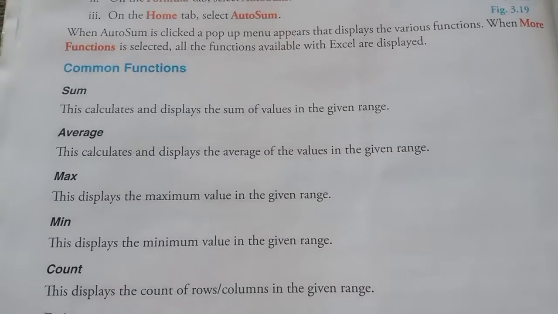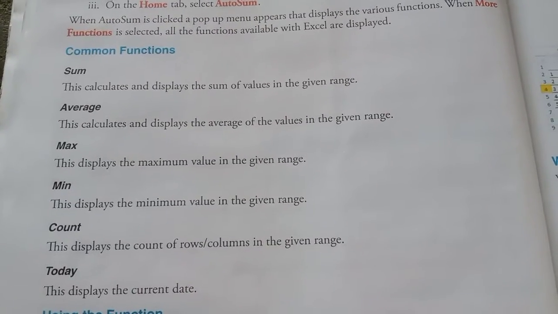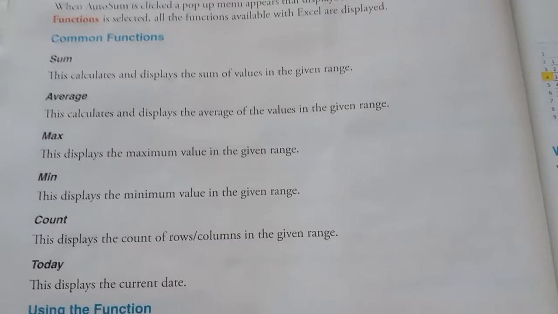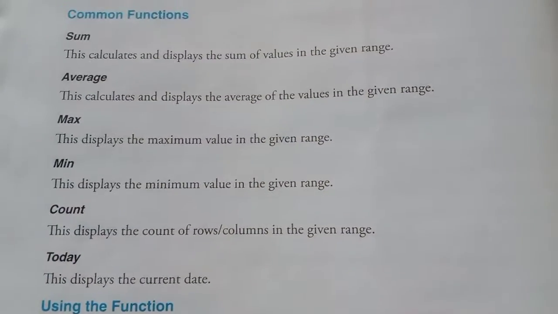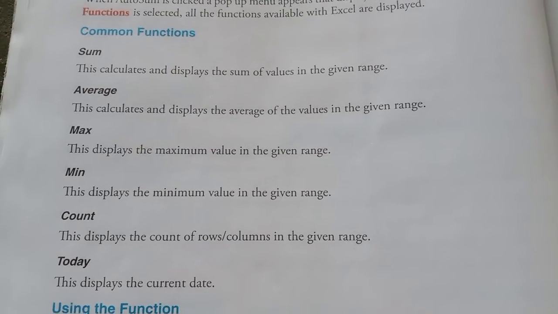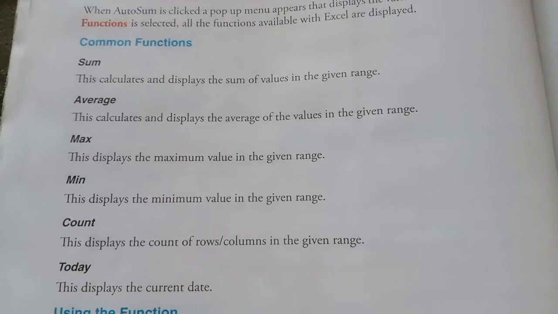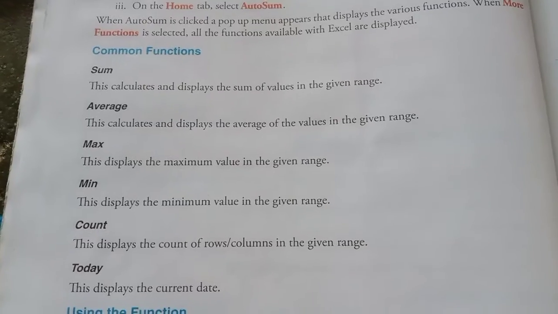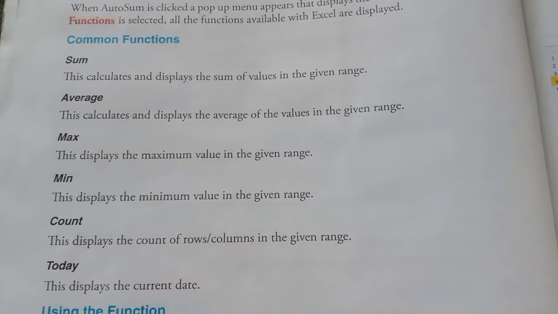Common functions in Excel. So there are 6 common functions in Excel. The first one is sum. If you want to find the sum of the numbers, what you need to do is use this, which calculates and displays the sum of values in the given range. Whatever range you are providing at the time of writing a formula, it's going to be added through that formula.